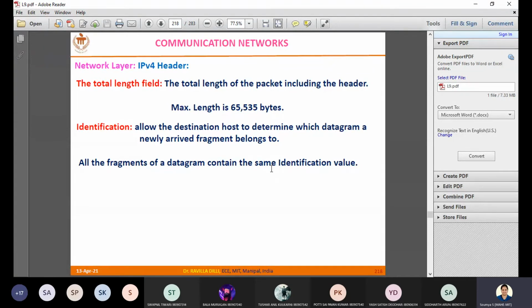The next field is identification. It is to allow the destination host to determine which datagram a newly arrived fragment belongs to. All the fragments of a datagram contain the same identification value. Now, what is a fragment? Whenever a packet arrives into the network layer, the network layer might keep it as it is, or it may further break it down. If it breaks it down further, it is known as a fragment.